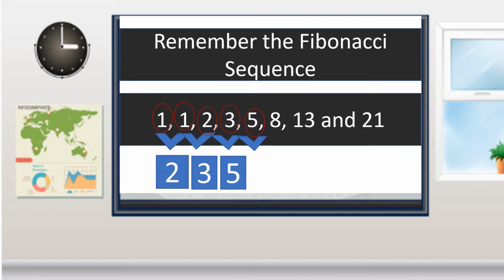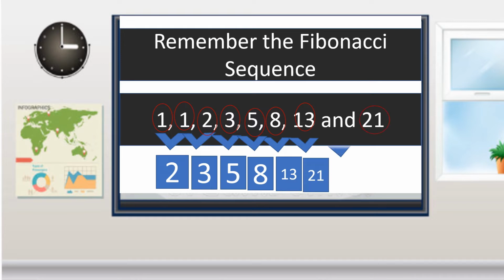5 plus 3 is 8. 8 plus 5 is 13. And 13 plus 8 is 21. And 21 plus 13 is 34. Have you observed the sequence of the patterns? Yes, it is great.